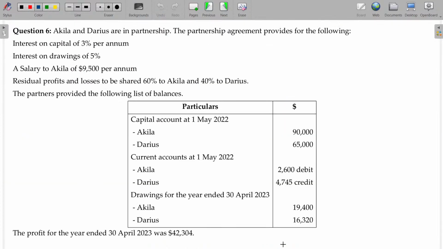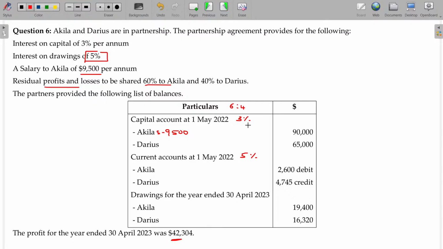We'll now move on to the next question. Question number 6. Aquila and Darius are in partnership. The partnership agreement provides for the following: interest on capital 3% per annum. Interest on drawings is only 5%, not per annum. Salary to Aquila 9,500 per annum. Residual profit and loss are shared in the ratio of 60:40. So you can write 6:4, or 3:2.